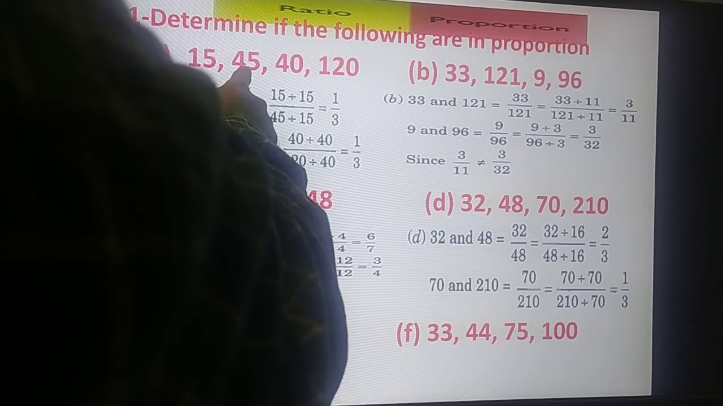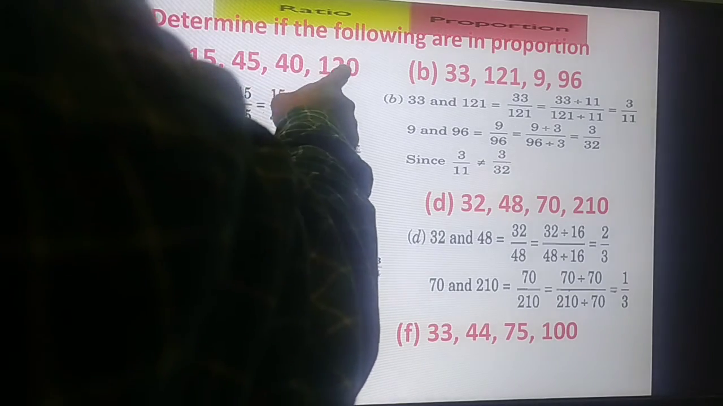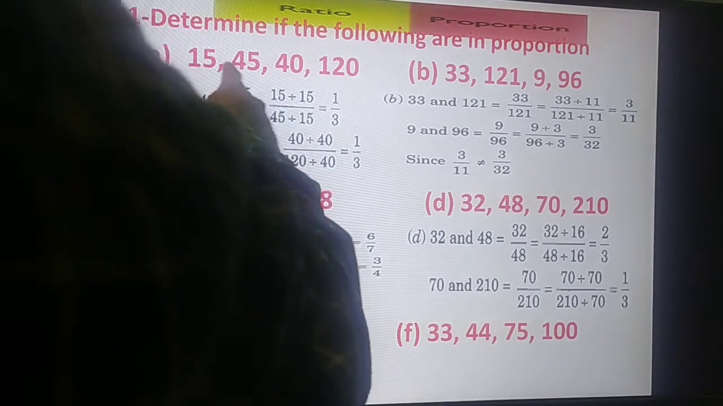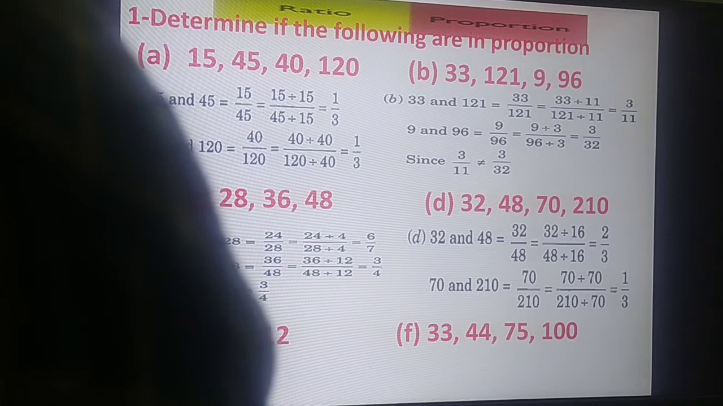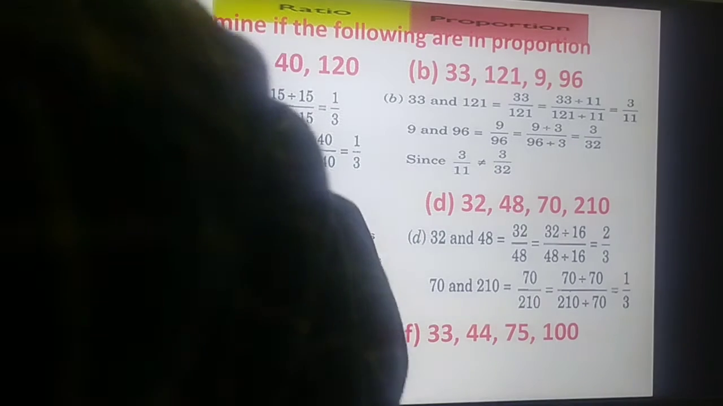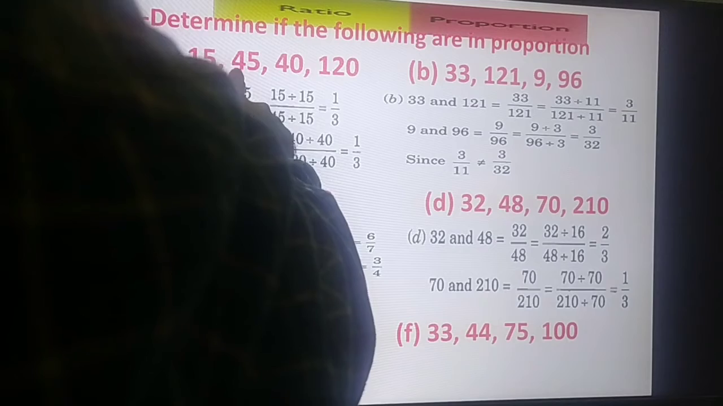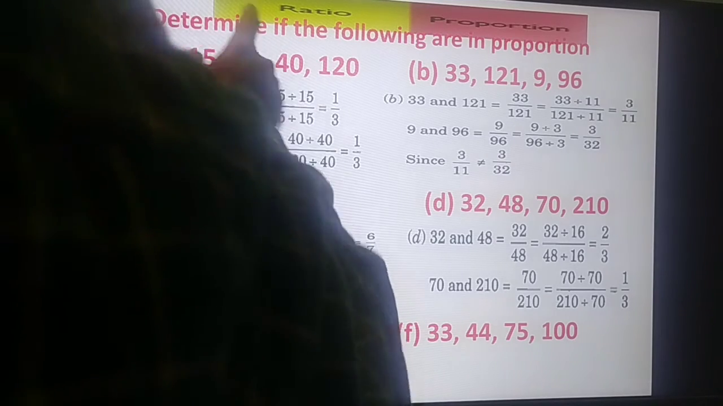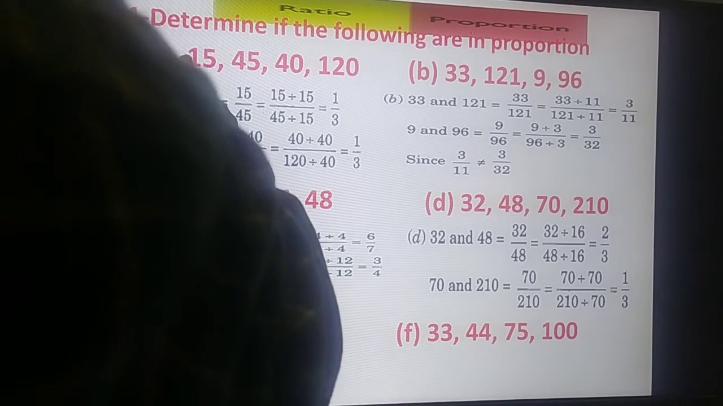It means that 14 by 15 is proportional to 40 is to 120. So these four terms are in proportion. This proportion can be checked by another method also. If we multiply extreme terms and mean terms, the product must be equal.